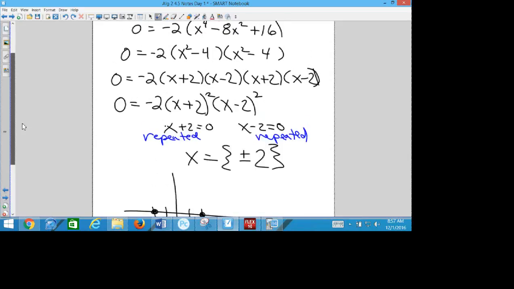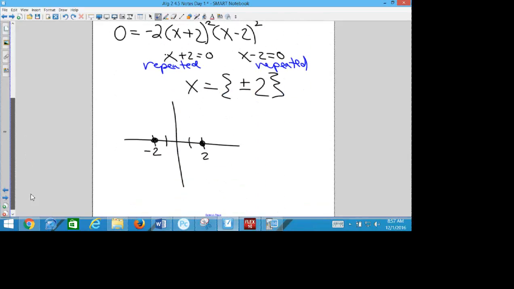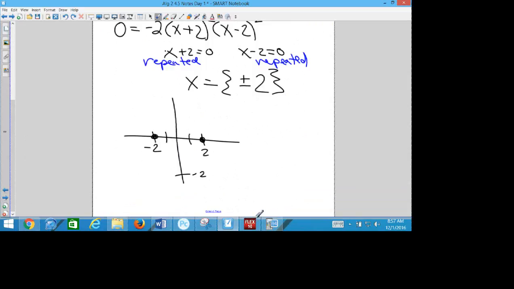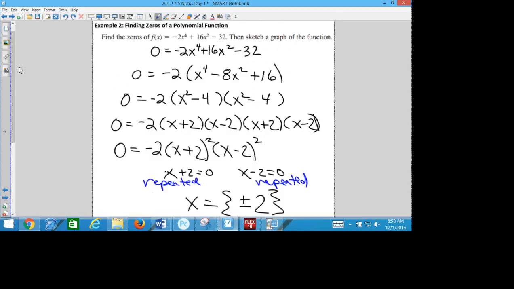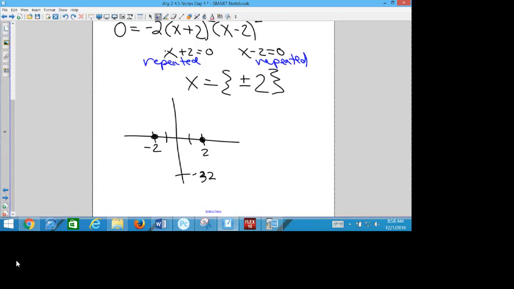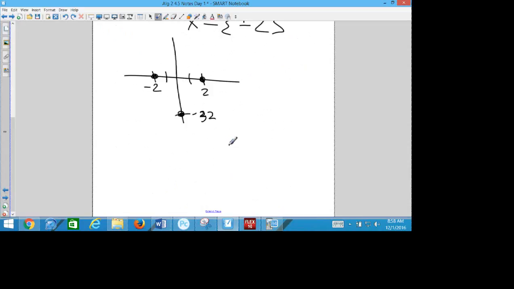You look at the original question. What's the y-intercept? -32. So it'll be way down here at -32, but you can choose whatever scale you want to count by. That's fine. And the original question is what degree? To the 4th, but there's a -2 in front, so it's got to look like that. It's got to be the upside down kind. So when you connect it, since there's repeated at -2 and +2, it's going to have that parabola looking thing happening at -2 and +2. And it opens down. Okay?